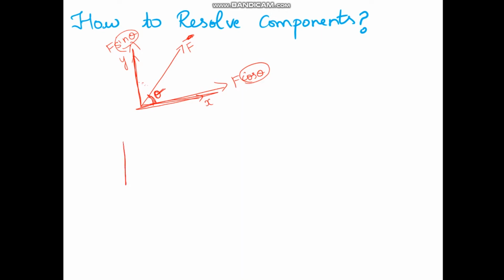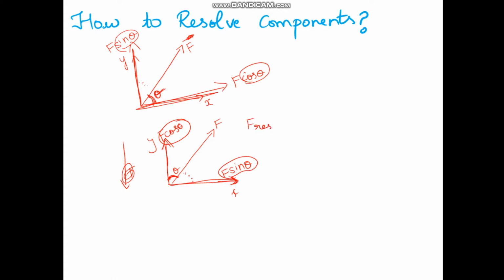Suppose, let us assume the same case. There is a force of magnitude F which makes an angle theta with the y-axis. Then the component along the y-axis is along the angle, so we resolve it as F cos theta, and the component along the x-axis is away from the angle, so we resolve it as F sin theta.